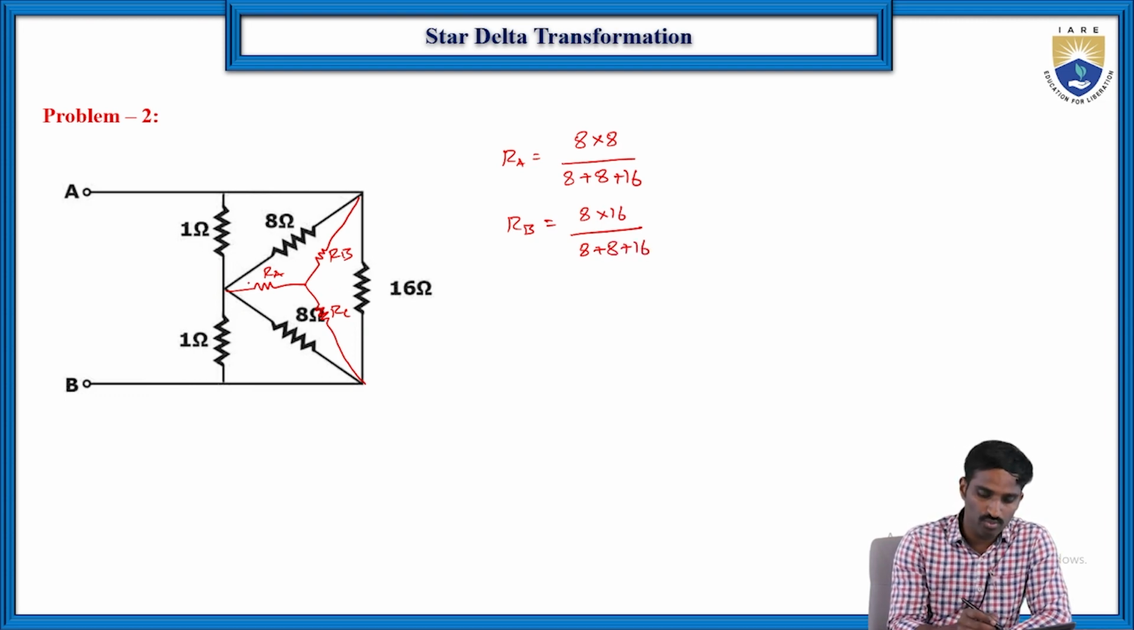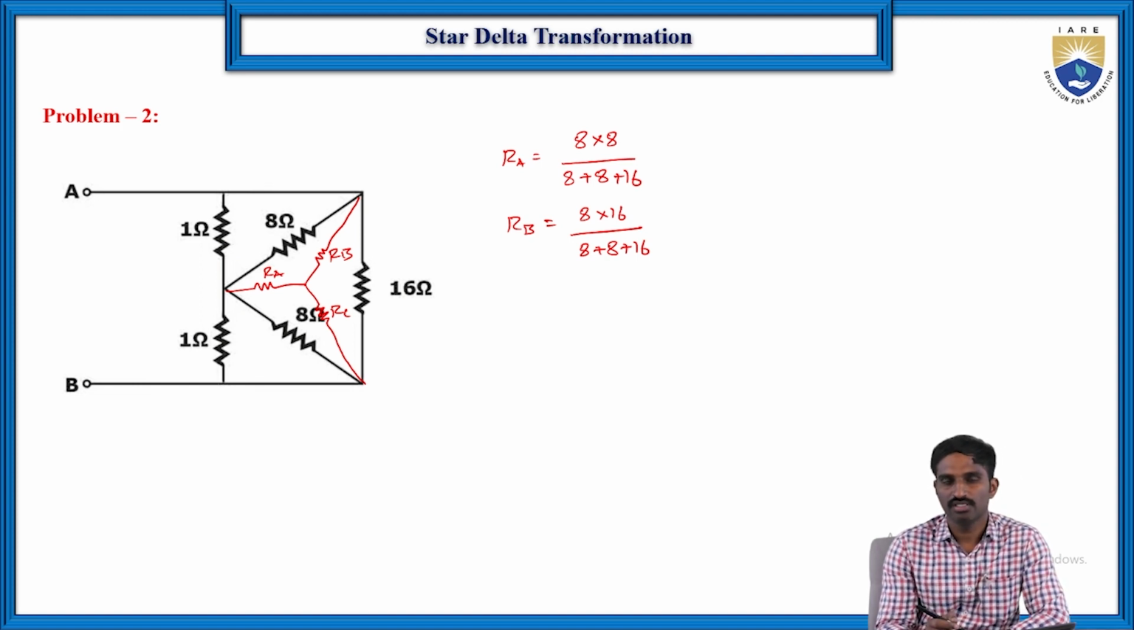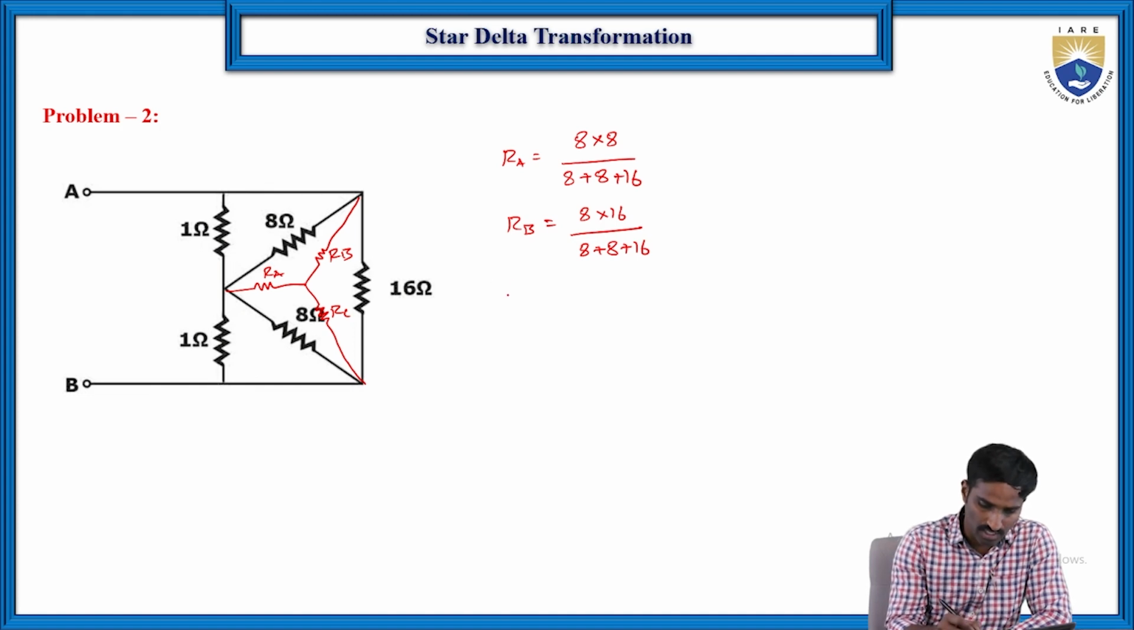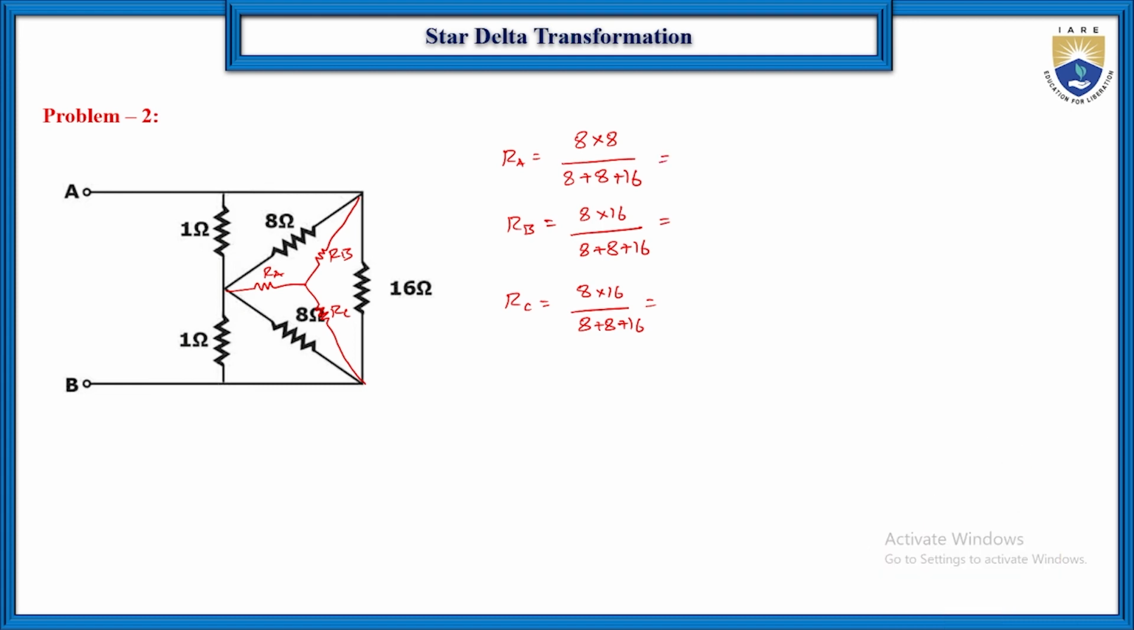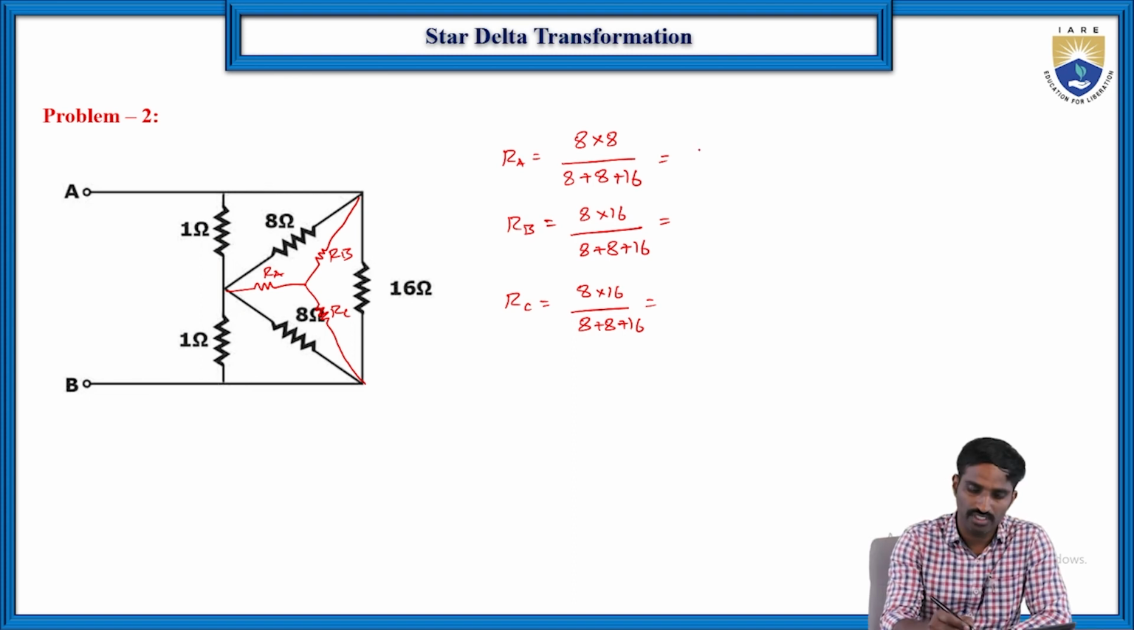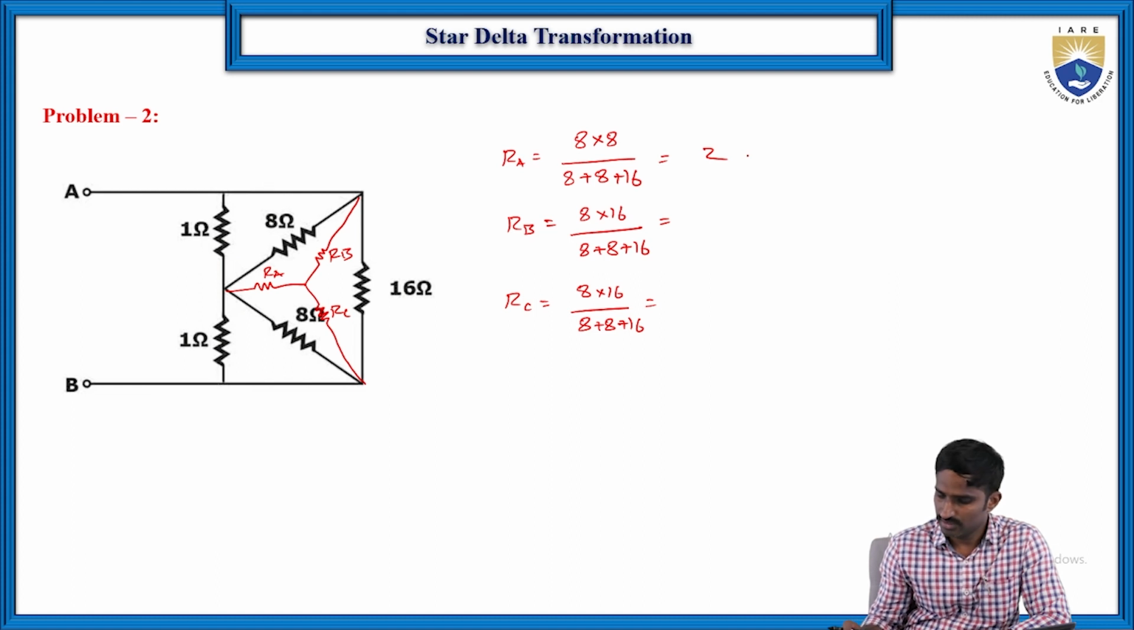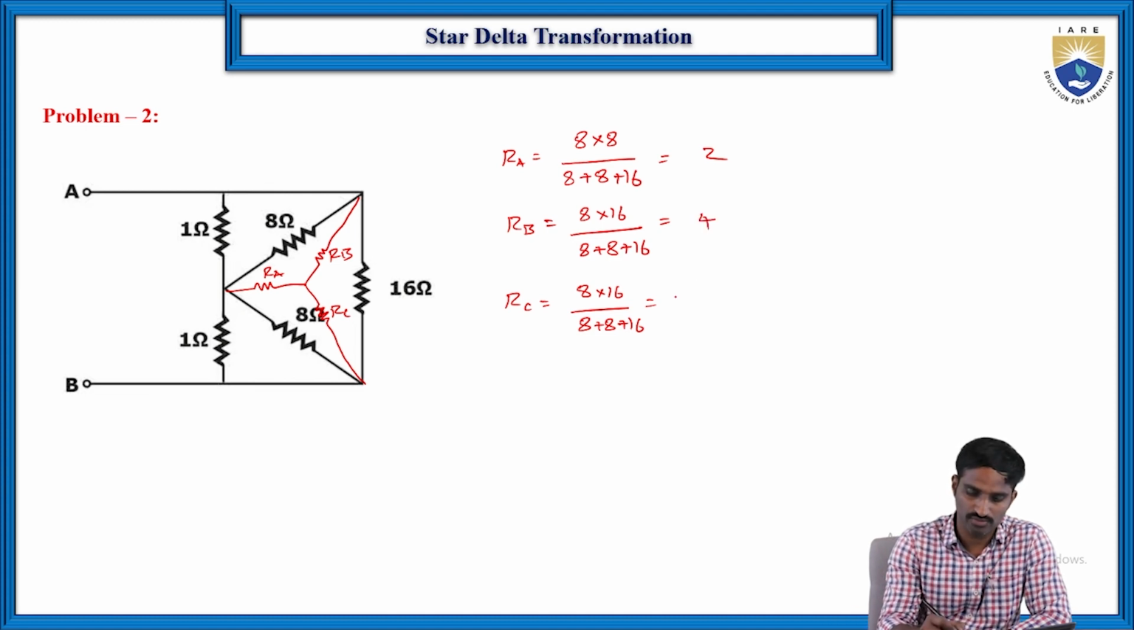Once you are able to find the delta to star transformation, then after that again it is simple series and parallel combination, so that we can reduce the network and find the equivalent resistance between these two terminals, right? Then here Rc is equal to 8 into 16 by 8 plus 8 plus 16. So 8 into 8, that is 64, divided by 32, which is equal to 2 here. Then 8 into 16 divided by 32, which is equal to 4 here, and also 4 here.